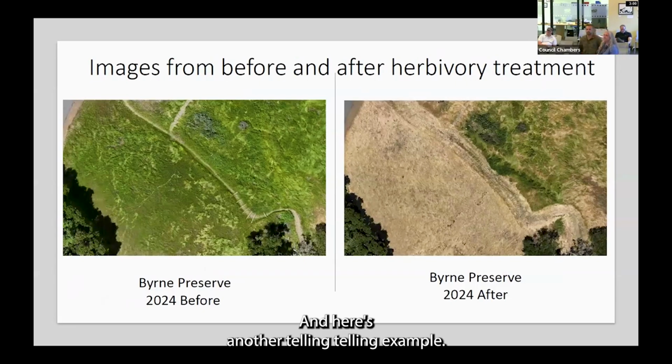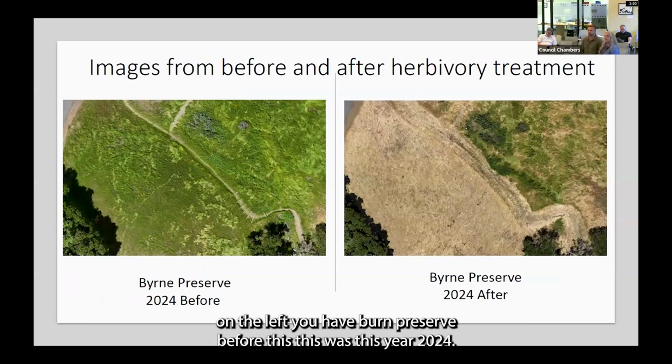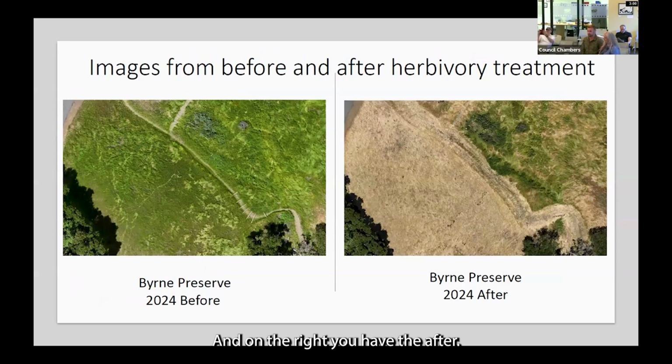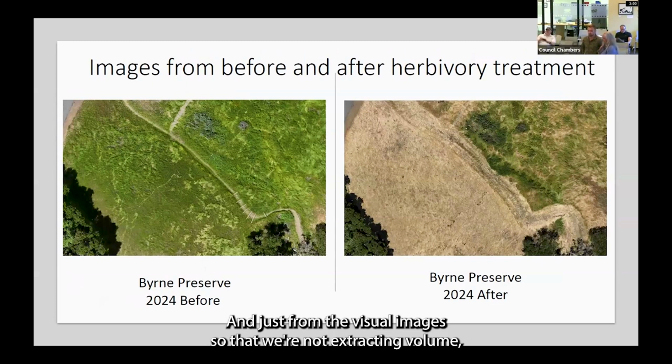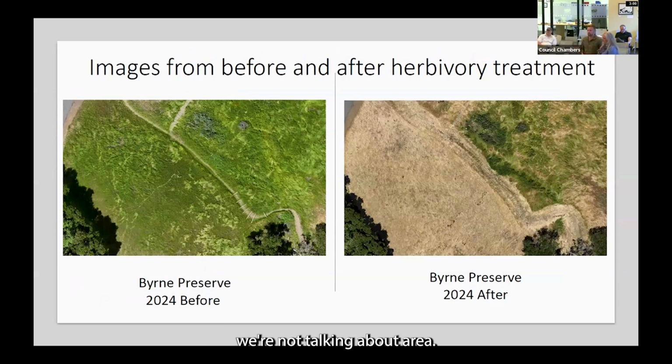And here's another telling example. So we're looking at RGB, so visual imagery. On the left, you have Burn Preserve before. This was this year, 2024. And on the right, you have the after. And just from the visual images, so that we're not extracting volume, we're not talking about area, we can just visually see what sort of impact the goats have had on Burn Preserve. Okay, next slide.